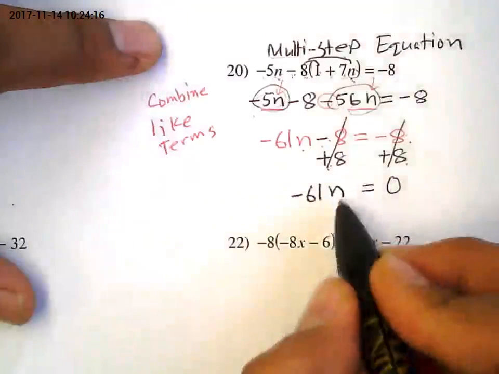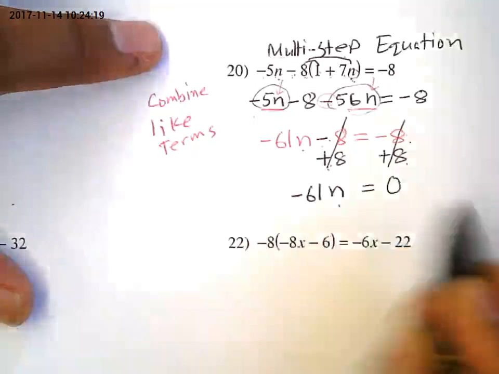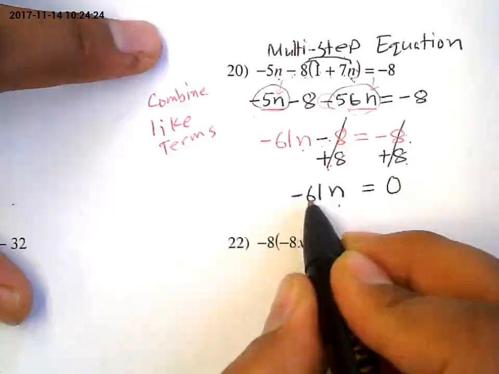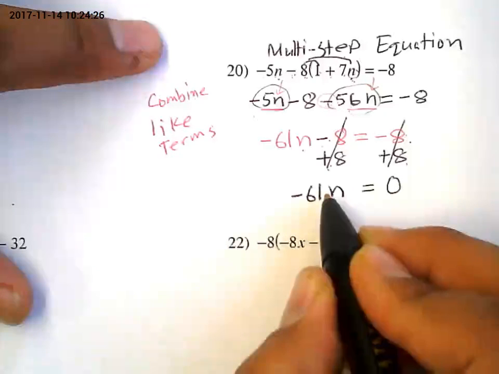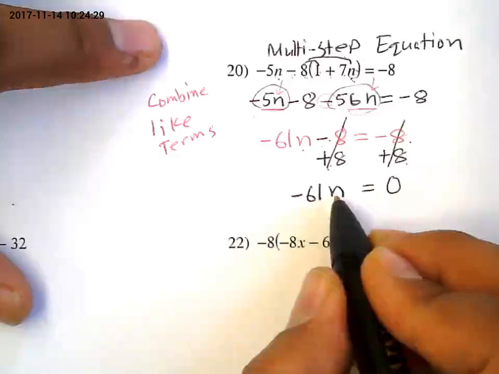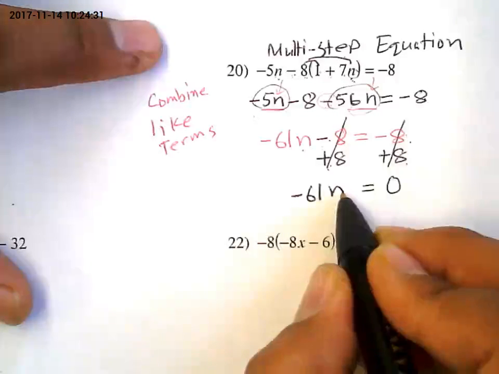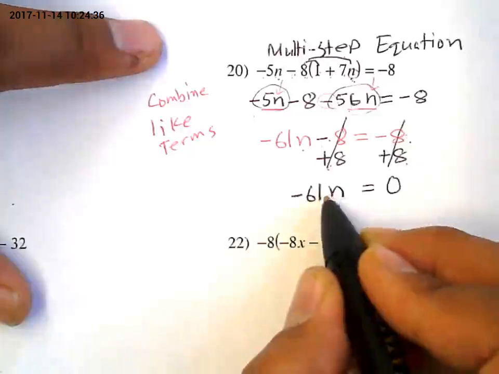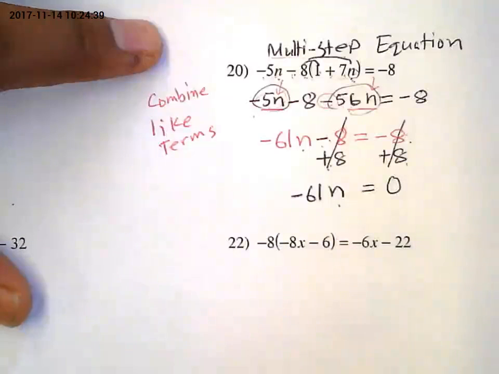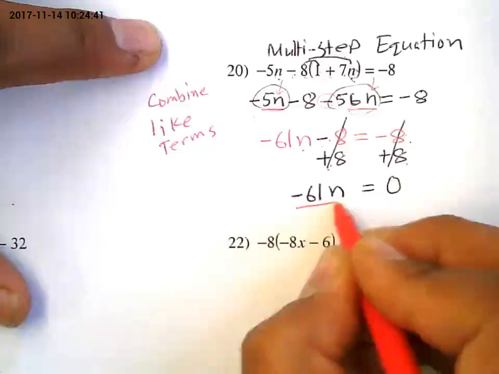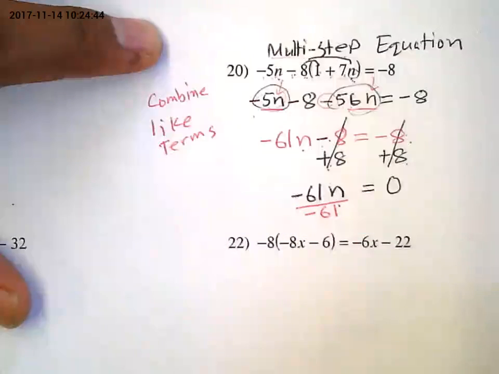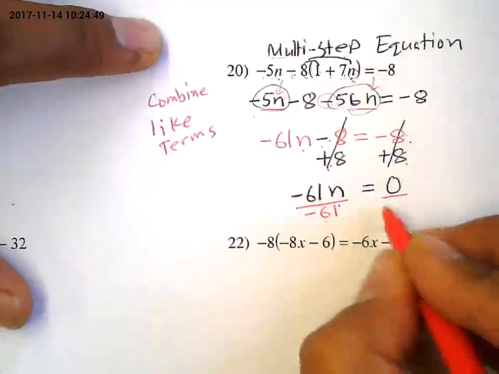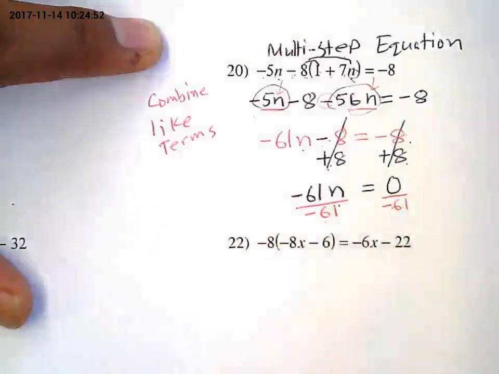Now students, is your n alone yet? No, your n is not alone. So we need to get the n alone. Therefore, this is actually negative 61 times n. The sign between 61 and n is, there's nothing. Nothing means there is a multiplication sign. So you do the opposite of multiplication, which is dividing. So you divide both sides by negative 61.